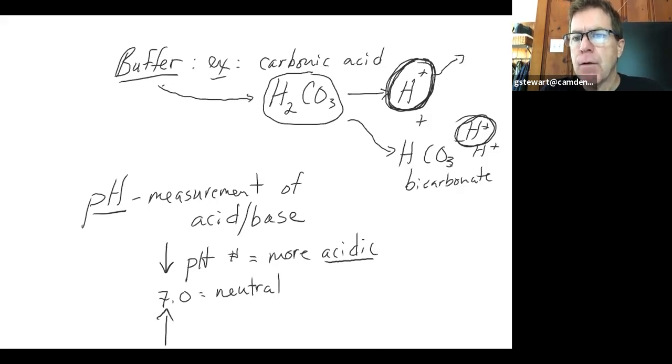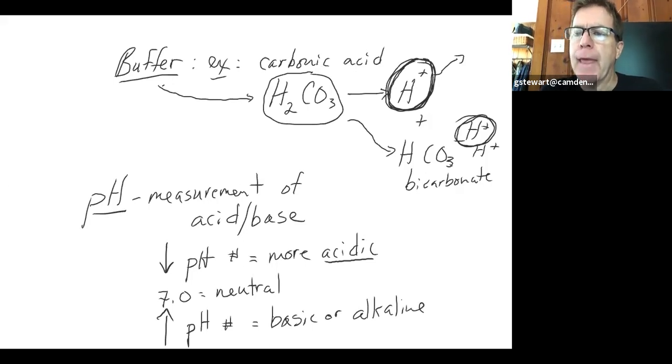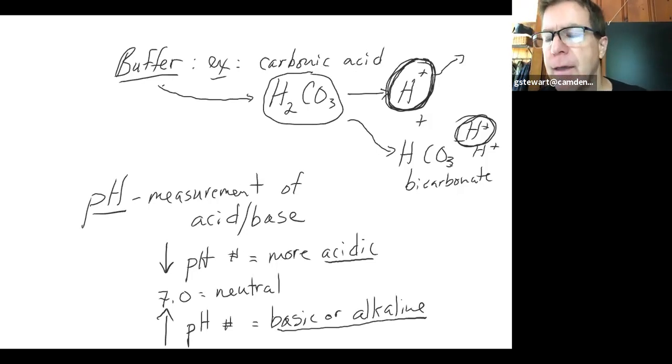Or sorry, an increase in the pH number equals basic or alkaline. So 8.0, 9.0, 12.0, or any variation of those are getting more basic or alkaline. This is basic chemistry that I want to review with you because it will apply when we start talking about certain environments.